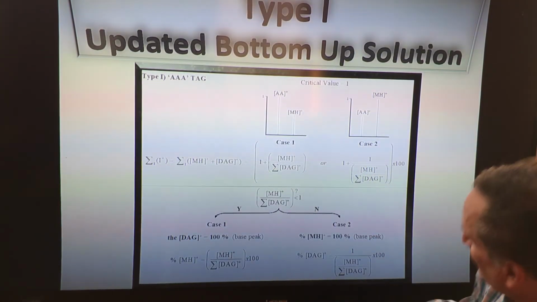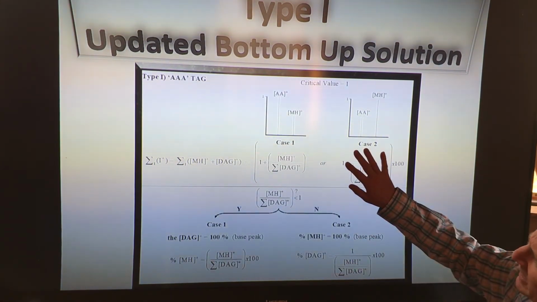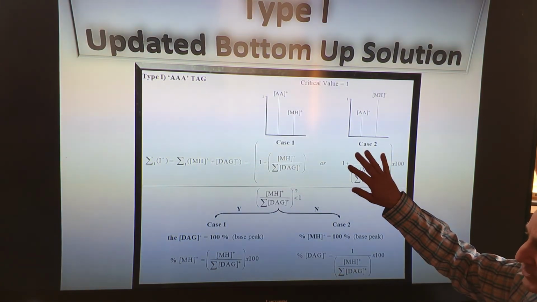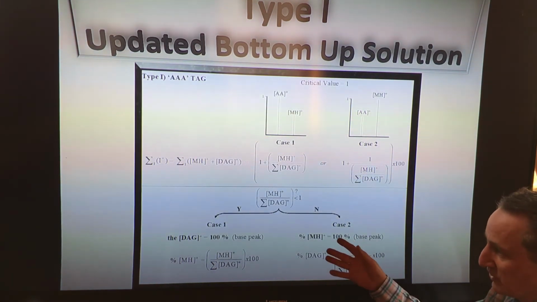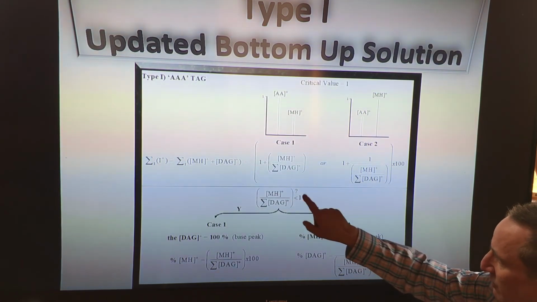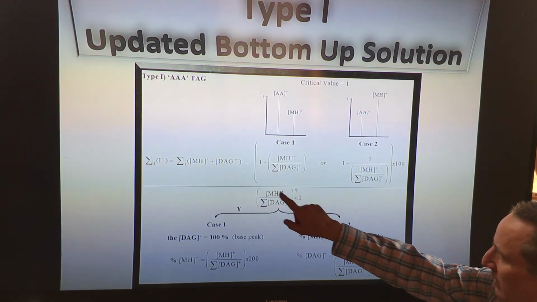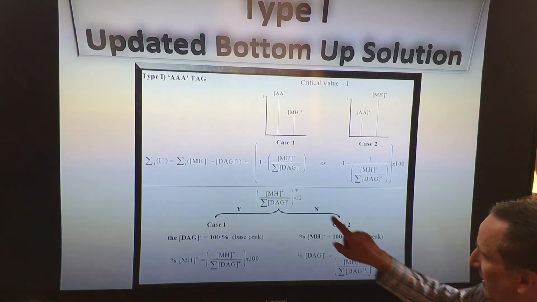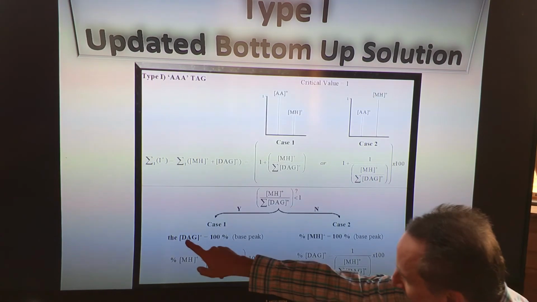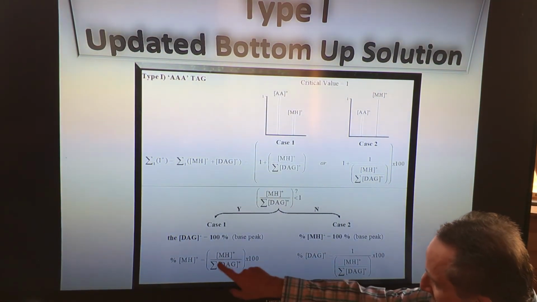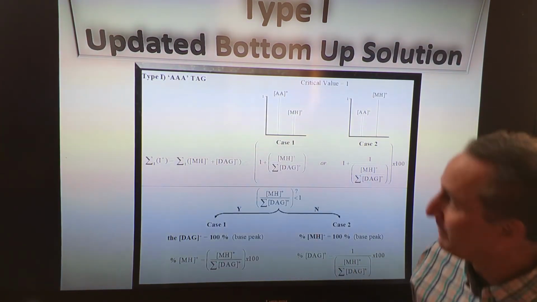All right, so that's really the bottom-up solution, in the updated bottom-up solution that's published in the journal Analytical and Bioanalytical Chemistry. What you end up with is the two solutions. Here's the critical ratio and critical value of that ratio to be able to categorize it as case 1 or case 2 with the DAG base peak or the protonated molecule base peak. So it's either that ratio or 1 over that ratio.